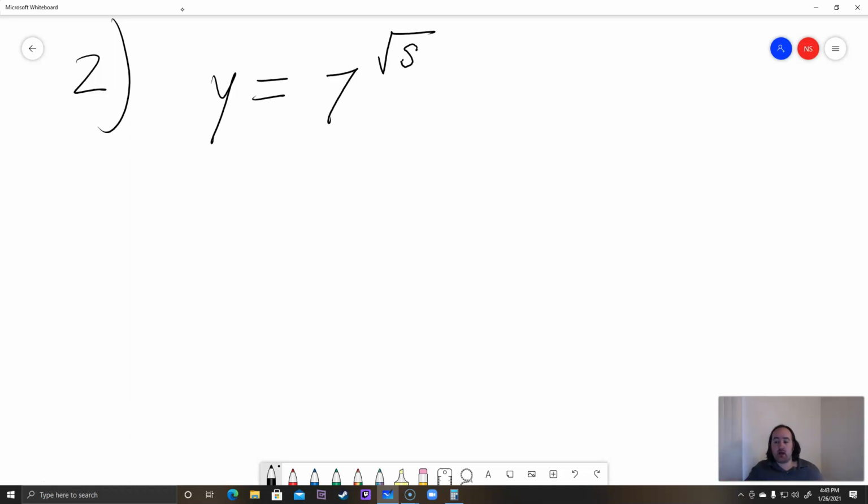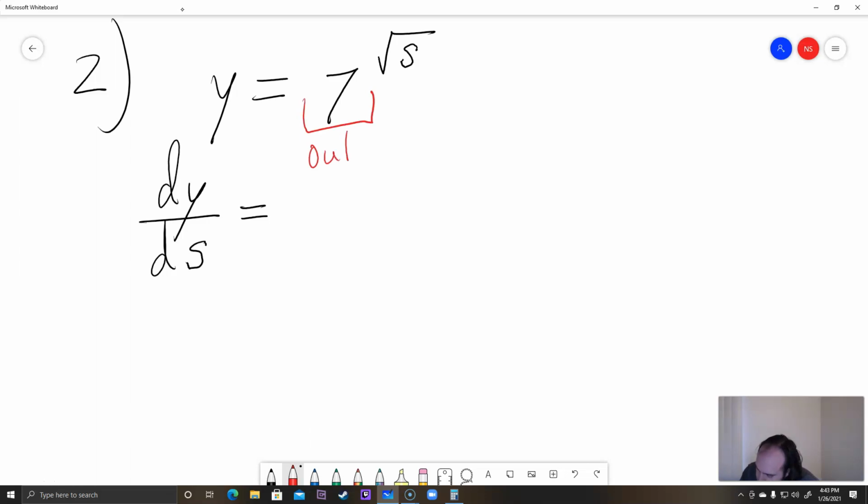So here we have a composite function. Once again, we want to use the chain rule. We take the derivative of the outer function, inner left alone, and we multiply this times the derivative of the inner function. So we're going to get dy ds. Remember here our independent variable is s. dy ds equals the derivative of the outer function. Here the outer function is 7 to the inner function, and the inner function is root s.